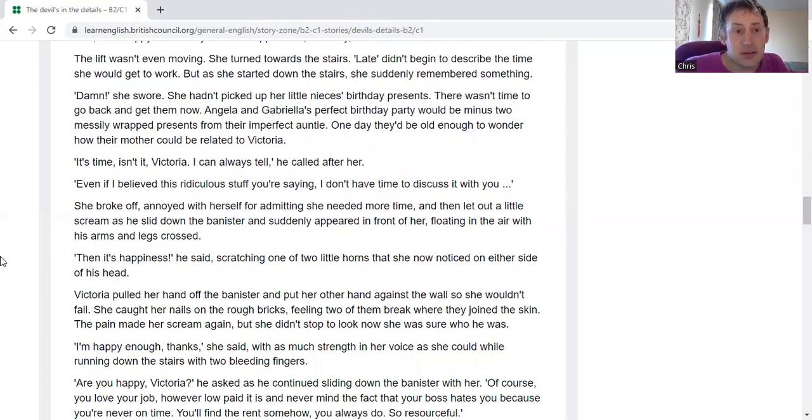Late didn't begin to describe the time she would get to work, but as she started down the stairs, she suddenly remembered something. Damn, she swore. She hadn't picked up her little niece's birthday presents. There wasn't time to go back and get them now. Angela and Gabriella's perfect birthday party would be two messily wrapped presents from their imperfect auntie. One day they'd be old enough to wonder how their mother could be related to Victoria.